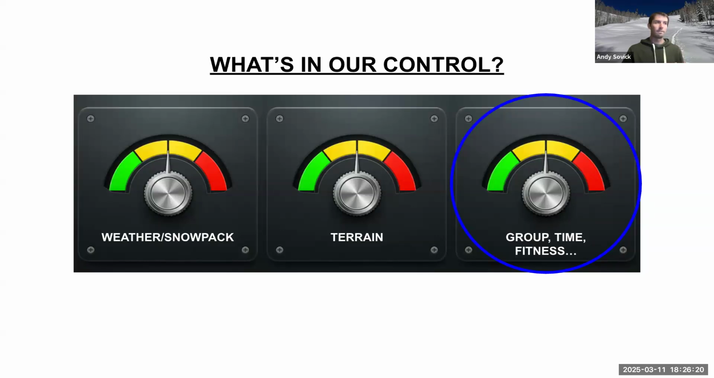These are things that we have to adapt to. And so I find myself often adjusting this dial the most, the terrain dial. So if any of these things are leaving that low side, that green side, I should be adjusting my terrain down. And that's the model that I use often.